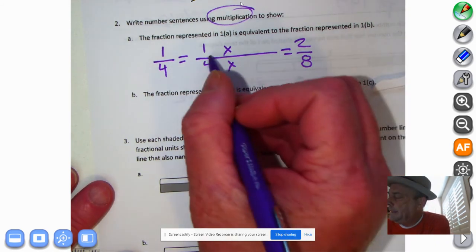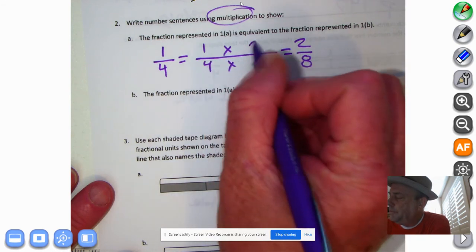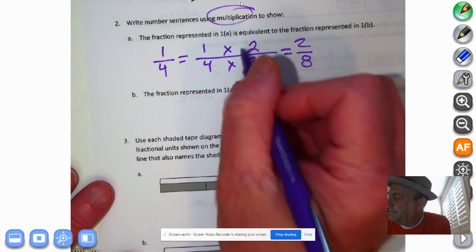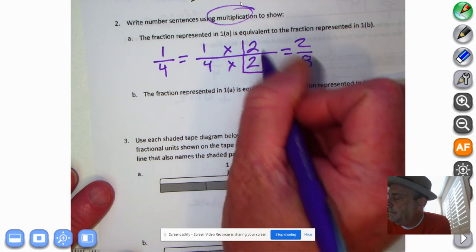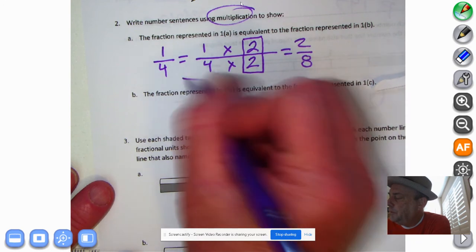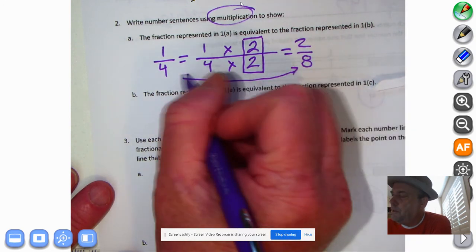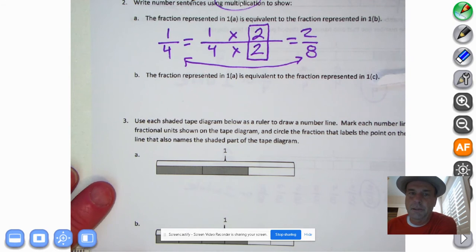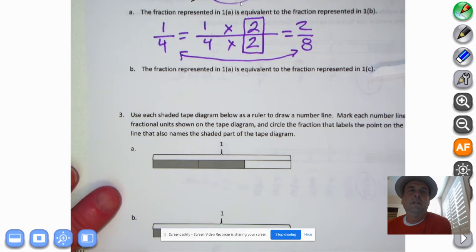And when the numerator and denominator are the same, they are one whole. So I know that 1 times 2 equals 2, and I know that 4 times 2 equals 8. So there is our fancy form of 1. 1 times 2 is 2, 4 times 2 is 8, and this proves beyond a shadow of a doubt that 1/4 is indeed equivalent to 2/8. It's true.